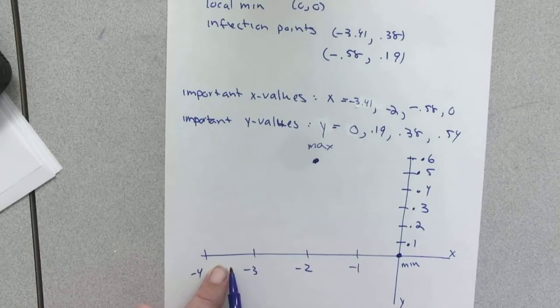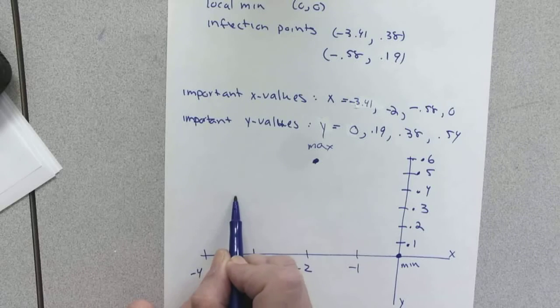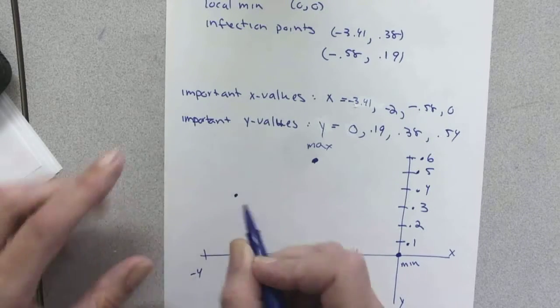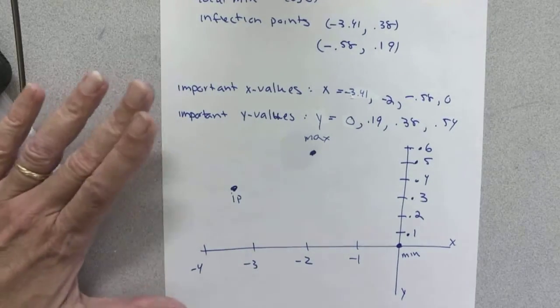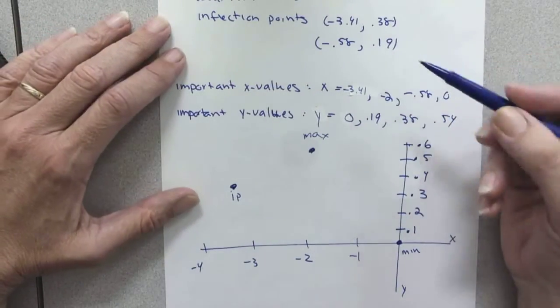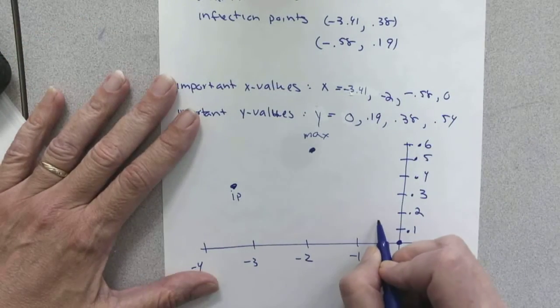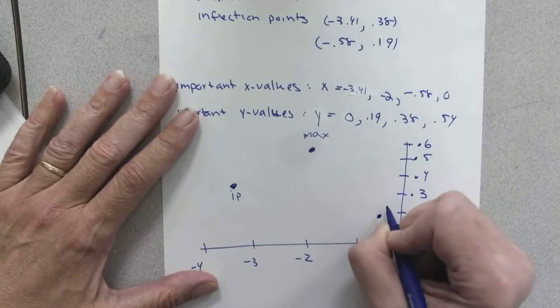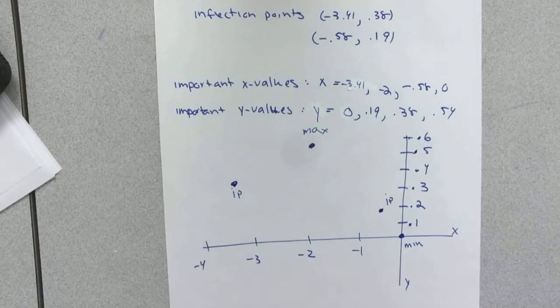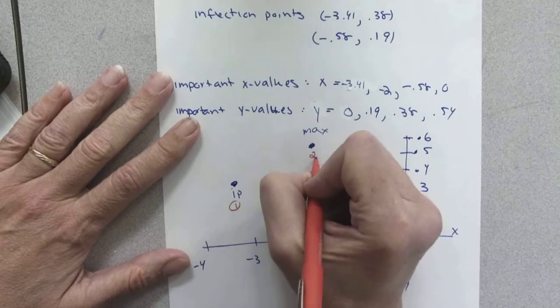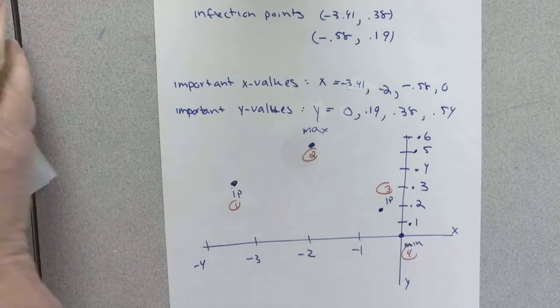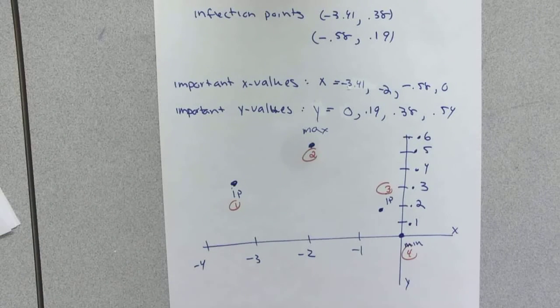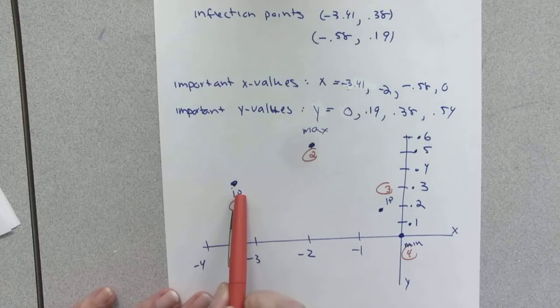0.341, 0.38. So maybe right about there or so. That was an inflection point, so we'll write IP by it. And then we had -0.58, 0.19, maybe right about there. And that was an inflection point. Now we're going to play connect the dots, working left to right. So we're going to go there, there, there, there. You certainly don't have to number the points like that, but that's the order in which we're going to go through things. Now we have to get to the first point.